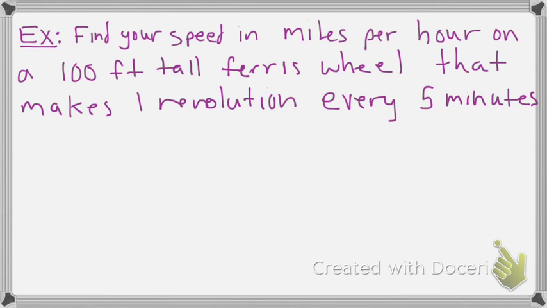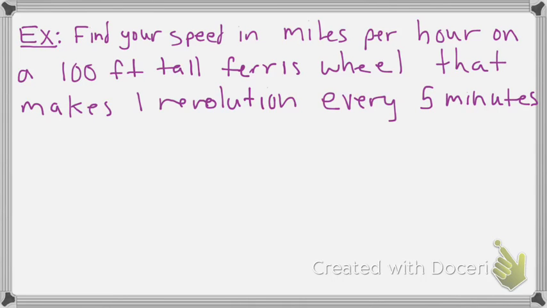Okay, so imagine you're riding a Ferris wheel. We're going to find your speed in miles per hour on a 100-foot tall Ferris wheel that makes one revolution every 5 minutes. Okay, so first let's maybe draw ourselves a little picture here.